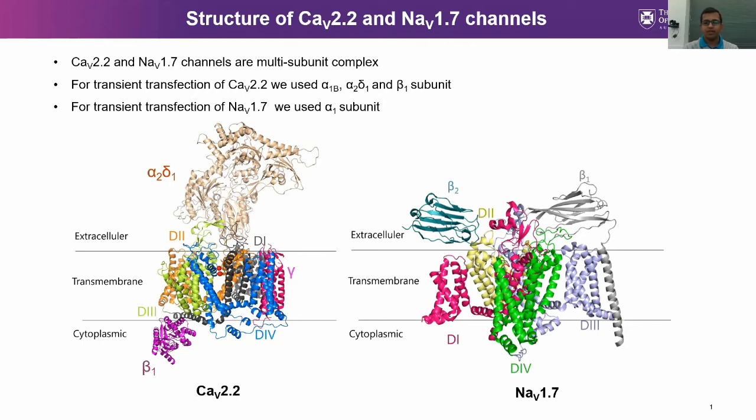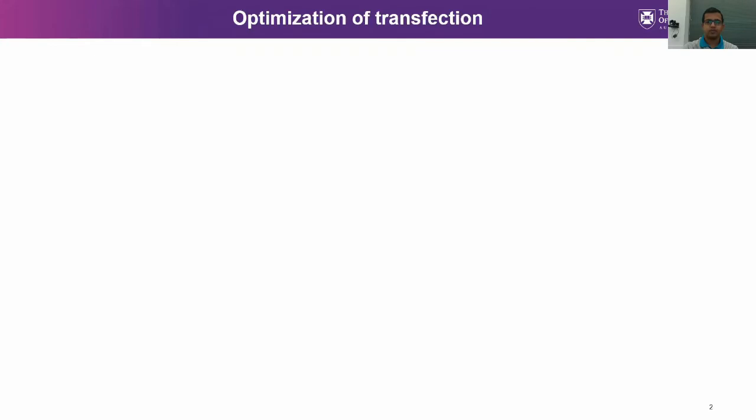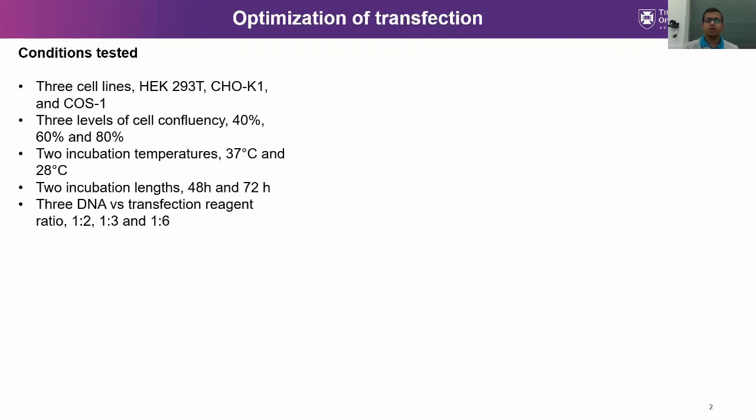On the other hand, NaV1.7 channels consist of pore-forming alpha-1 and extracellular beta subunits. Again, for transient transfection of NaV1.7, we used only the alpha-1 subunit. We optimized our transfection by transiently expressing CaV2.2 using fusion reagent. We measured the ion channel responses from transfected cells on FLIPR.